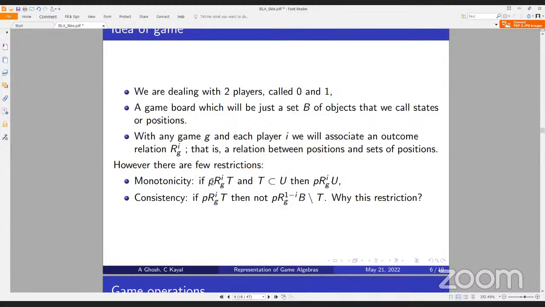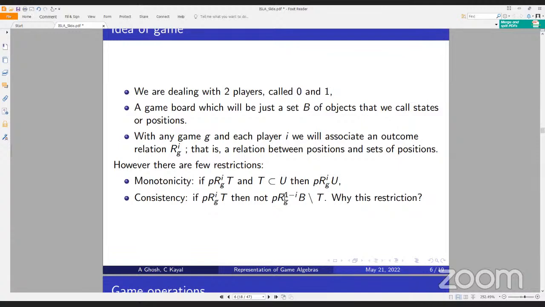So yeah, this is the interpretation of how we interpret this forcing relation R_I G. No questions, right? Okay. Now, this is an obvious assumption or restriction. Whenever you consider T to be some outcome relation from some position P, and U is a superset of T, then U will also be an outcome relation, because you are saying that there are some positions contained in T which I has a strategy to reach, then every superset of T will be reachable.